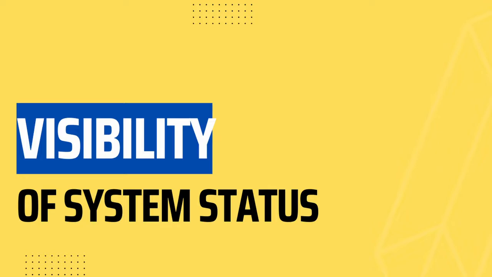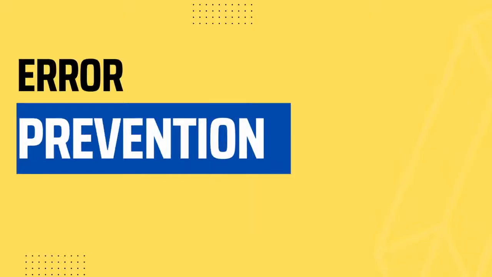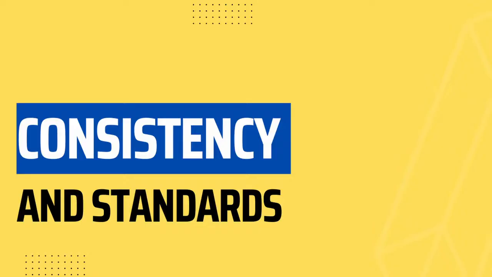Designs should keep users informed about what is going on through appropriate and timely feedback. The second I'd like to briefly mention is error prevention. Good error messages are important, but the best designs carefully prevent problems from happening in the first place. And lastly, we have consistency in standards. Users should not have to wonder whether different words, situations, or actions mean the same thing. It helps to follow platform conventions.